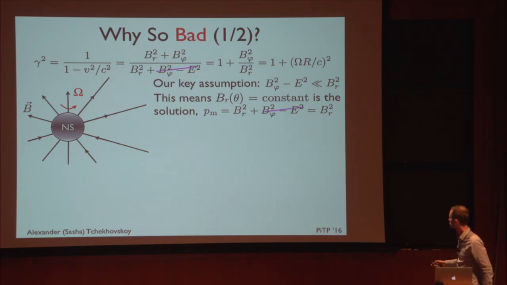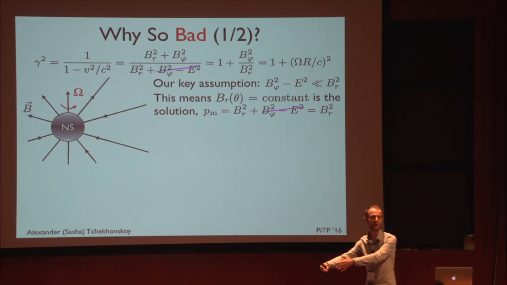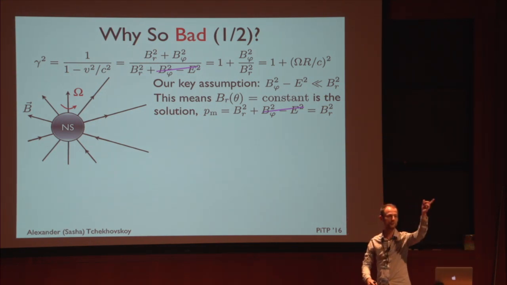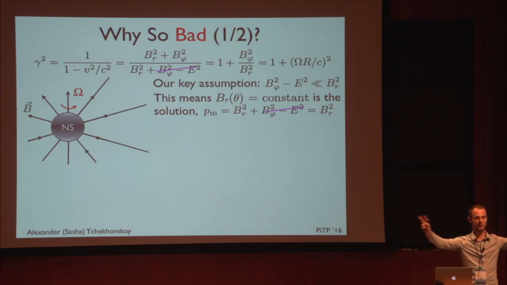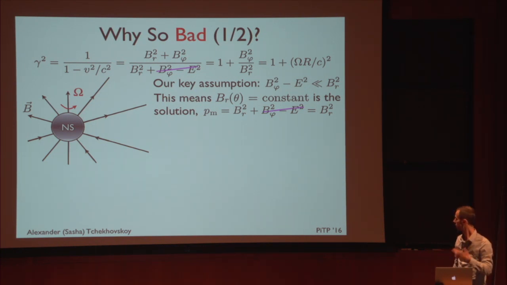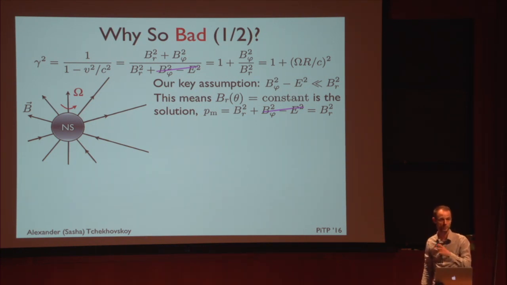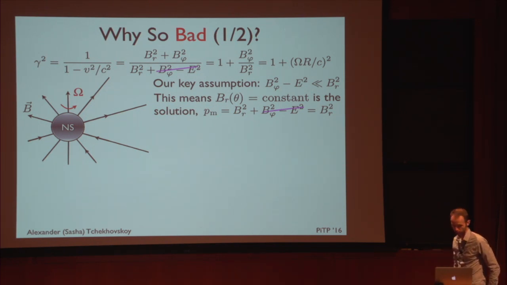Now, if it's not negligible, if I cannot drop this component, then my magnetic pressure is not just B_R squared, but it's B_R squared plus the fluid frame B phi. And this B phi will be varying laterally, and this will mess up my perfectly radial magnetic field lines, will make them deviate and change shape. And that is an important difference, as we will see in just a moment.